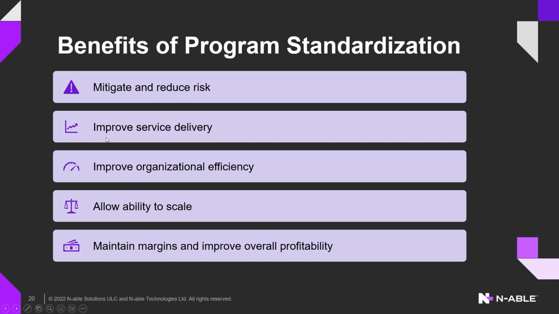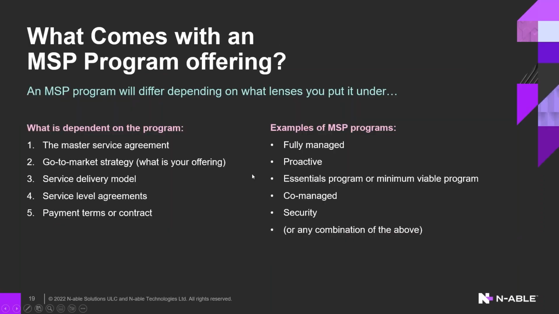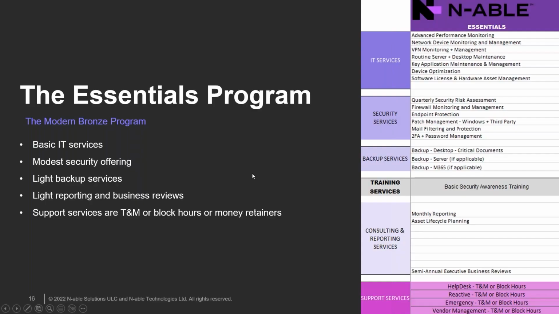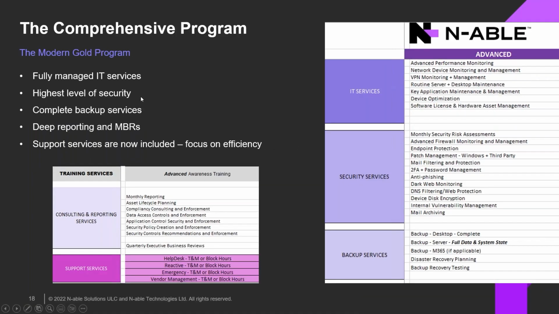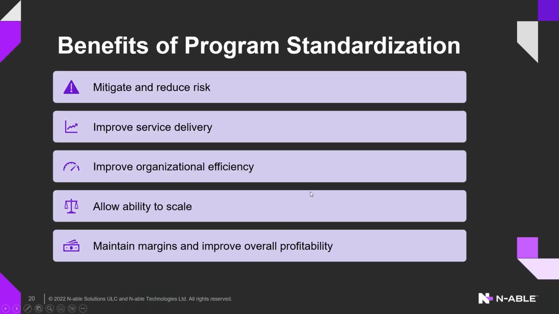Now, obviously it's going to improve your service delivery, right? Much of what I showed you here in terms of essential, advanced, comprehensive are basically the same with small iterations afterwards. This improves your organizational efficiency, your operational efficiency, in fact, right? Because you're able to offer a high level of service overall. This allows you to scale.